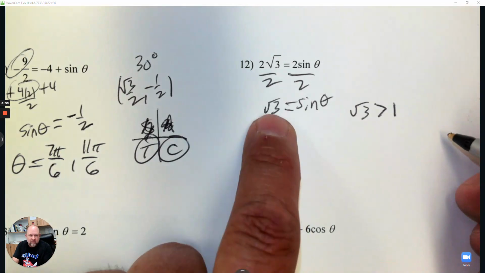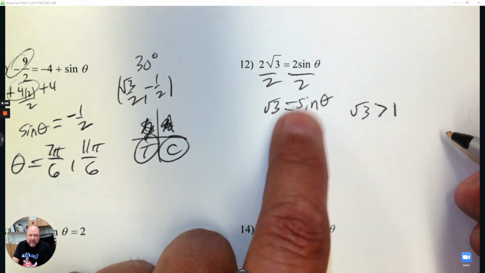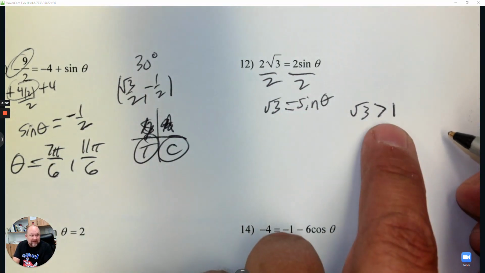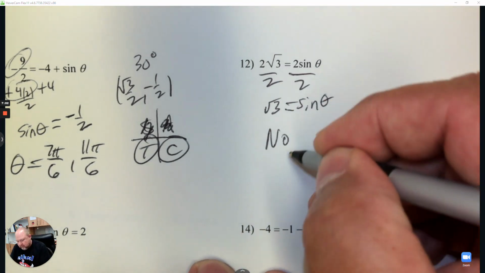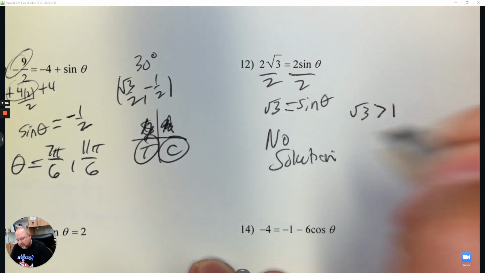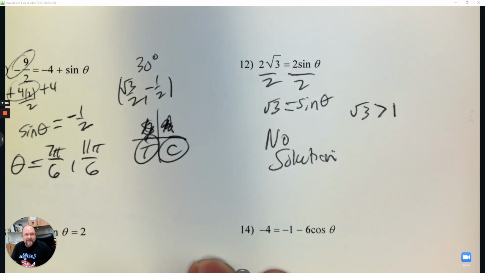There is no point on the unit circle, any point, where the y coordinate is bigger than 1. That's the biggest number it could be, is 1. So that's too big, which means what? There is no solution here. So you can't solve this one because of that. Tricky, right? All good.